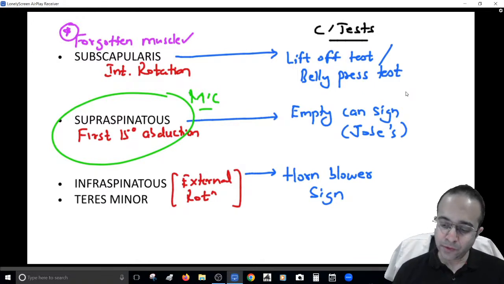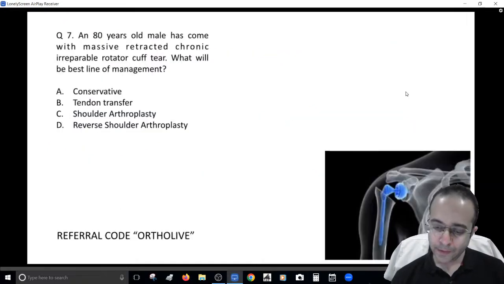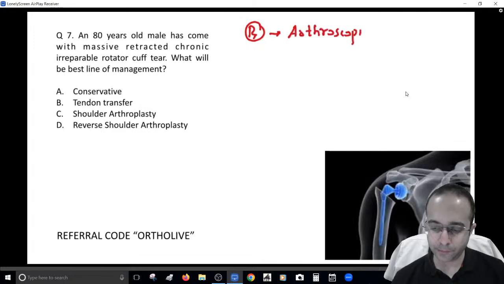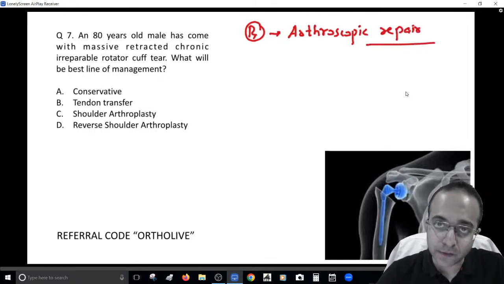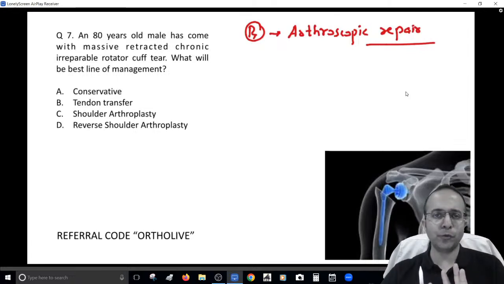Now, in case you are clear with these tests and you are able to pick up a rotator cuff tear, the treatment for a rotator cuff tear is going to be an arthroscopic repair. So you have to put a camera in the shoulder and, under direct visualization, you are supposed to repair these tears. So arthroscopic repair is what you will proceed with in case you find any of these rotator cuff muscle tears.